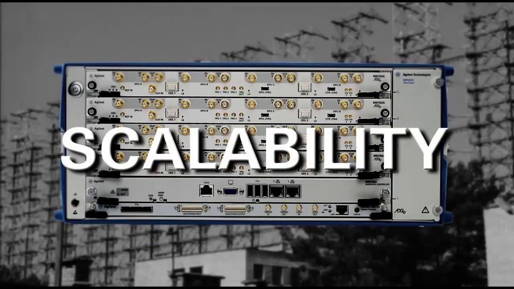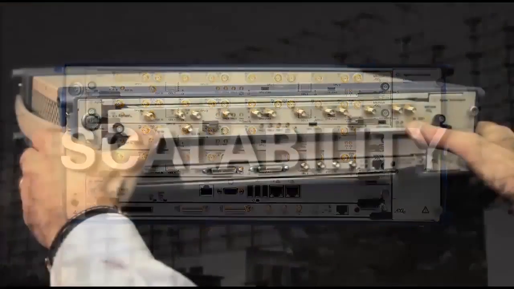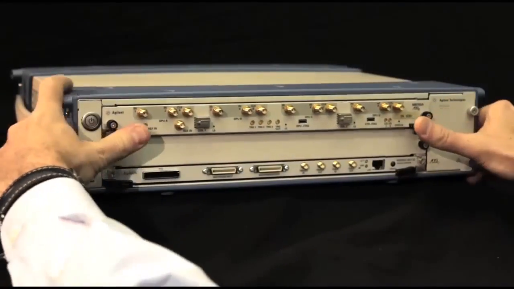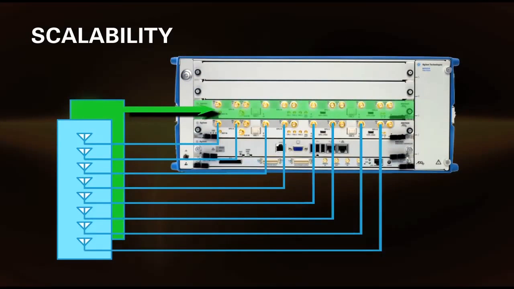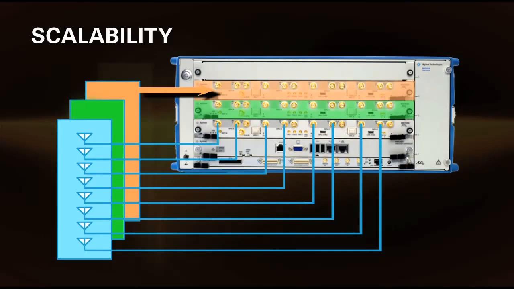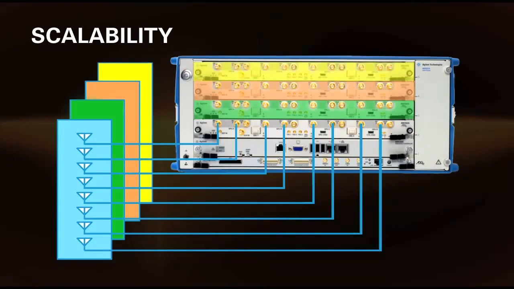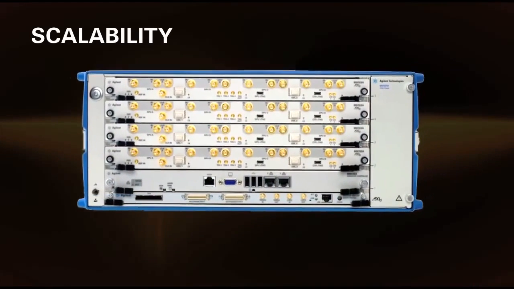Increasing demand for greater precision and data capacity has driven up the number and density of antenna elements. Modular multi-channel digitizers have the advantage of easily scaling up to provide a larger number of channels without the use of switches.